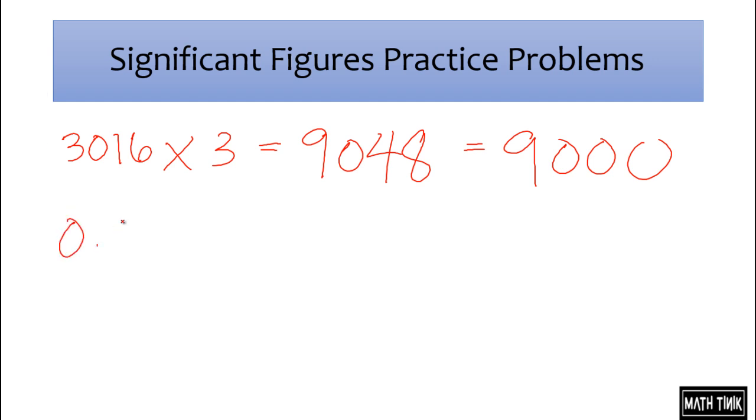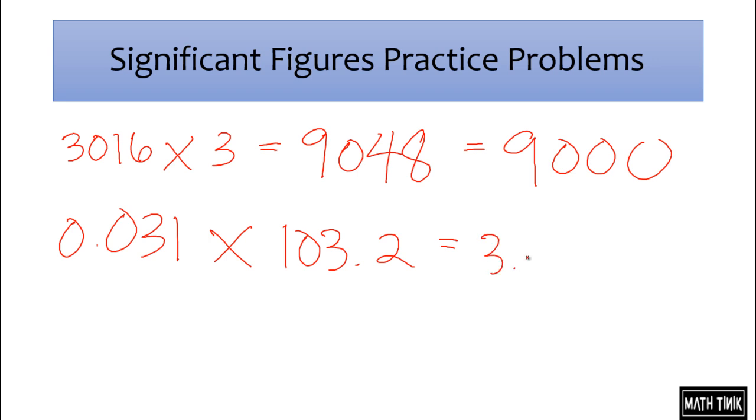Next, we have 0.031 times 103.2. Our calculator will give us 3.1992. If you notice, the significant figures here is only 2, but the significant figures on this side is 4. We have 1, 0, 3, and 2. Again, the 0 here is significant because it is bounded by 2 non-zero numbers.